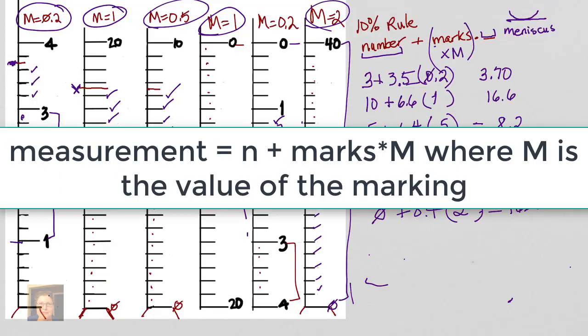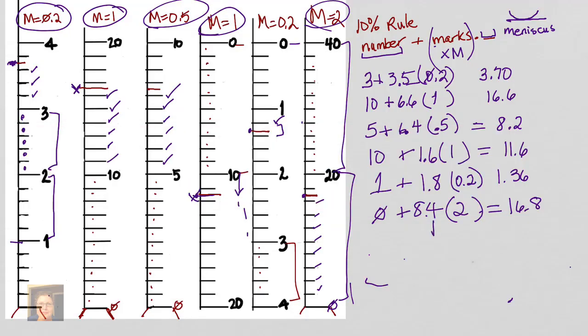So this is called the 10% rule because 1/10, which is the decimal point we're working with, if we're working with decimal points, we're counting by tenths, 1/10 is the same thing as 10%. And so that's how we measure reproducibly using a piece of equipment.